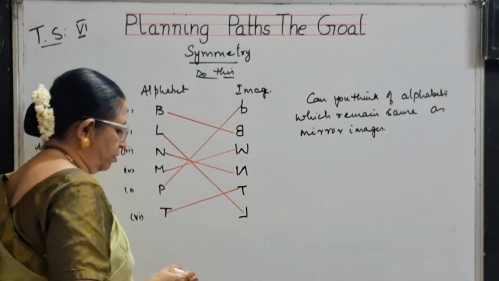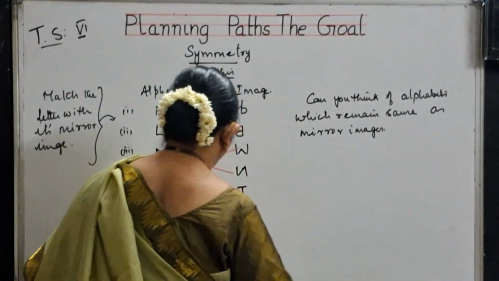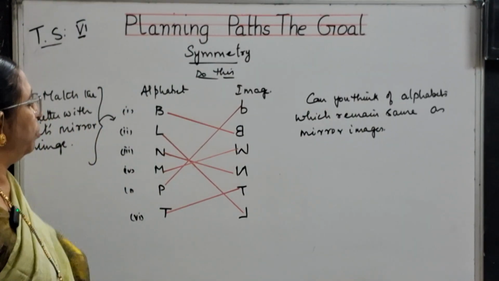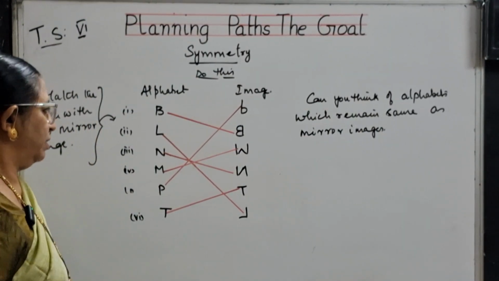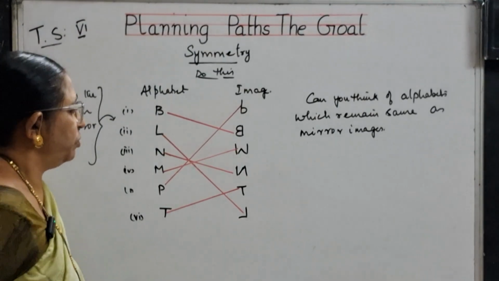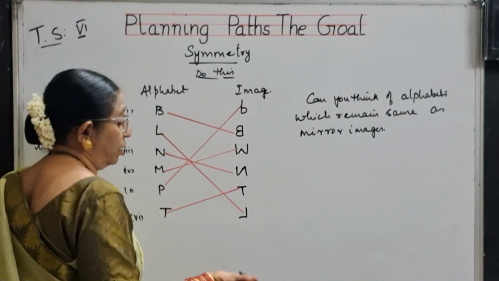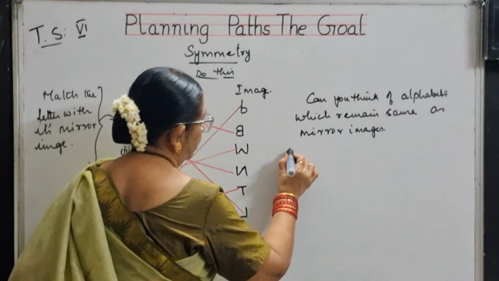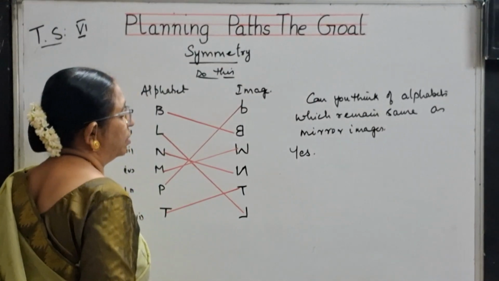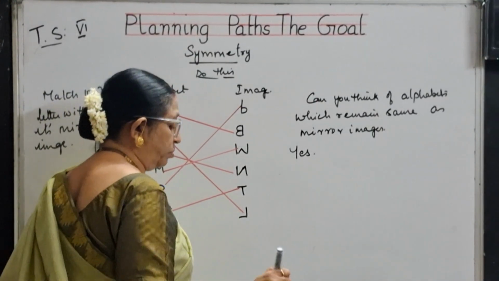This is the way in which you have to match mirror images. Imagine that a mirror is there, then in that case, how are you going to see the letter? Next, can you think of alphabets which remain the same as their mirror image in ABCD alphabets? Definitely, yes, we can say that there are certain alphabets which remain the same in the mirror images.